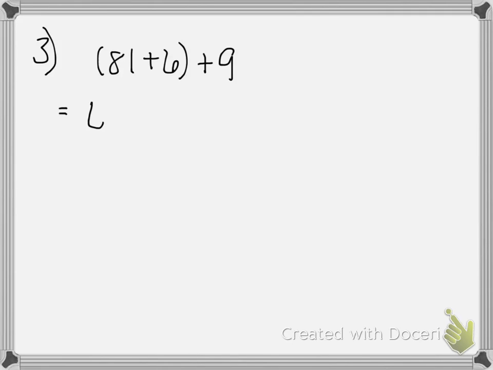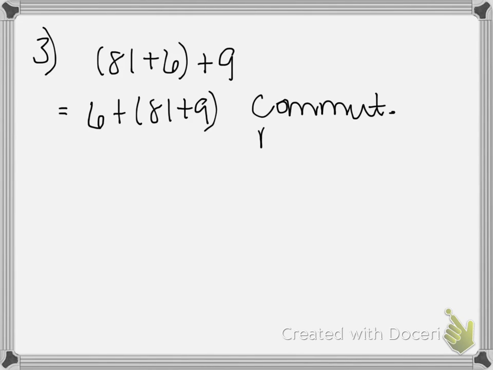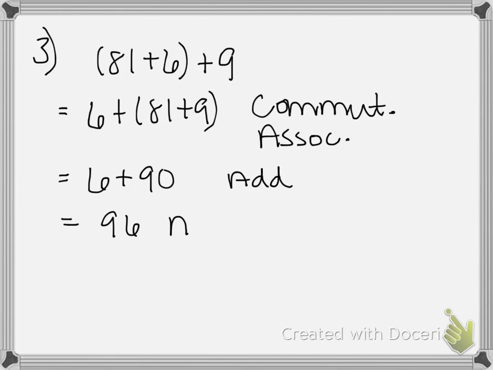So I'm going to say 6 plus (81 plus 9). So I use the commutative property to flip-flop the numbers and the associative property to group them in a different way. So this is commutative and associative property in that first step. Then I'm going to add within the parentheses. So this would become 6 plus 90. So this is just adding. And then I add again to get a final answer of 96.